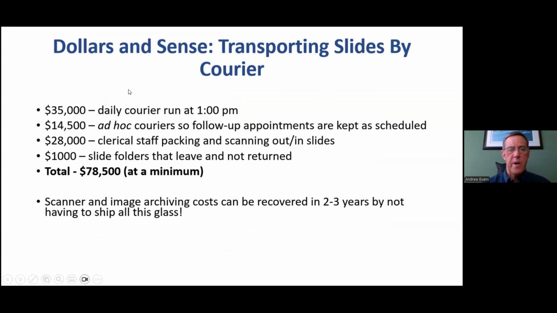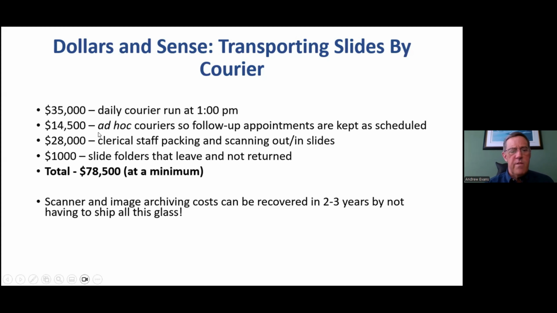for shipping slides by courier. So we did undertake an analysis of how much it costs. So $35,000 per year for a daily courier run that left at 1 p.m., meaning the lab was pressured to get slides ready for send out by 1 p.m. And of course, if you go digital, there's no time cutoff.